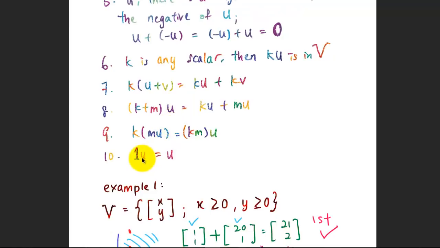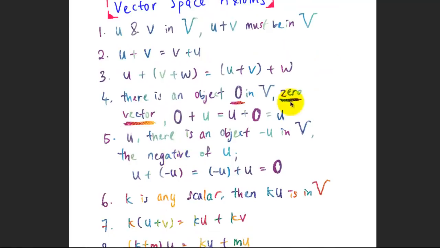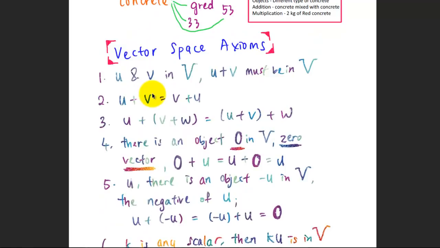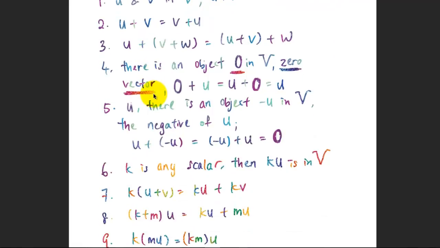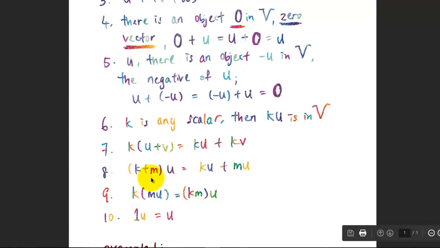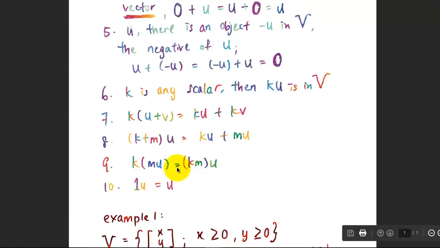The last one, the 10th axiom, is that there is a scalar which, when you multiply it with any member from the collection of objects, you will get back the original object. So you have to carry out the proof of all 10 axioms to show whether the collection of objects belongs to a vector space or not. But pay attention to axioms number 4, 5, and 10. They are a bit special, which requires your attention. I'll show you an example later on.